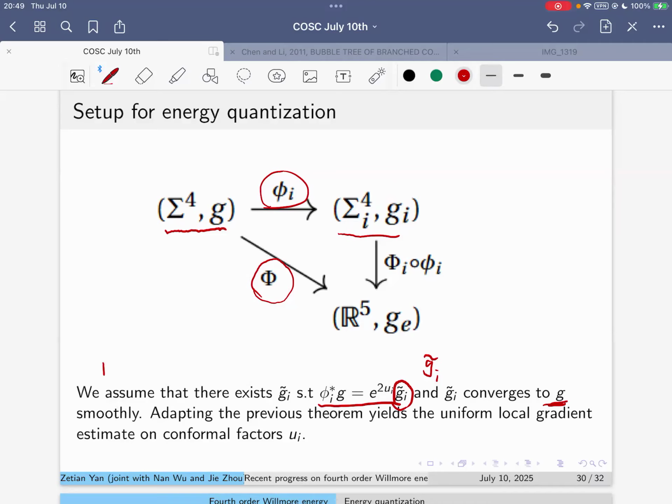So this assumption is totally equivalent to the convergence of complex structure in dimension 2. Okay.